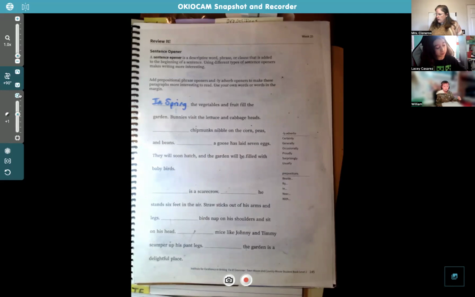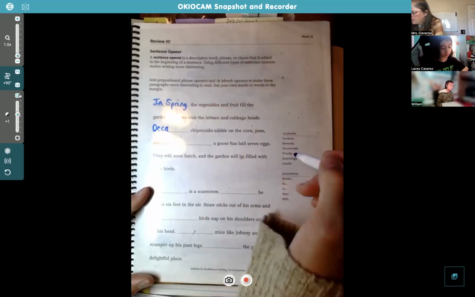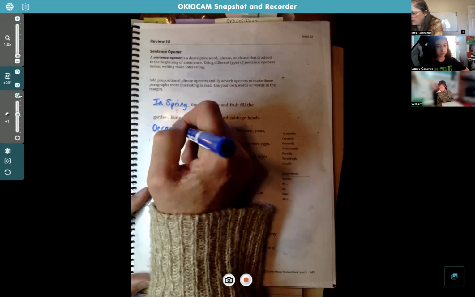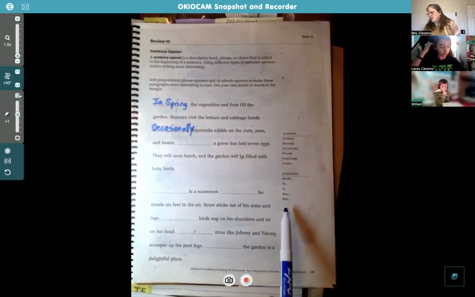And the next one's for William. This one's going to be an ly adverb. It just says bunnies visit the lettuce and cabbage heads. Then we have a blank. So I need you to think of an ly adverb, something-ly chipmunks nibble on corn, peas, and beans. What do you think, William? Occasionally. I like it. Occasionally. And that's one of the words over here, so you can copy it there. And by the way, if you want to put a different one, you guys can pick different ones too. It doesn't have to be just like this one. And then back to Lacey, another preposition opener.